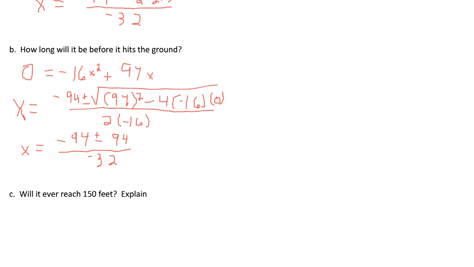So how long is it going to take to count? 0 seconds because it started on the ground. It'll be negative 94 plus 94, which is 0. And you get negative 94 minus 94 equals divided by negative 32. Then you get 5.87 seconds. So the ball hit around 5.9 seconds.